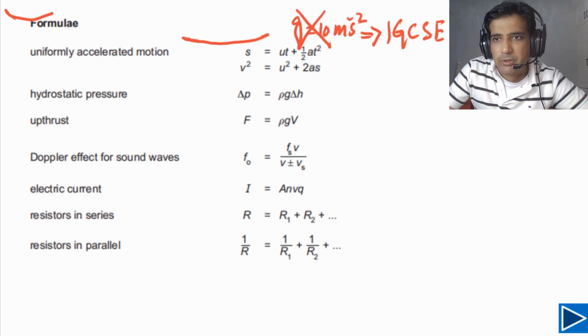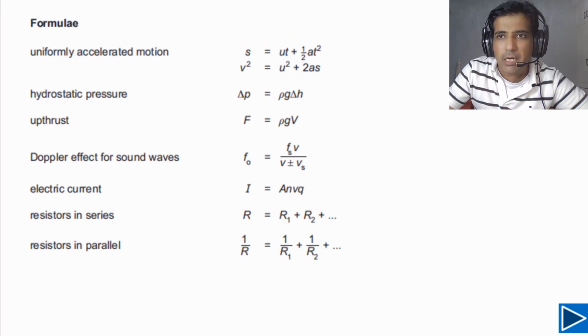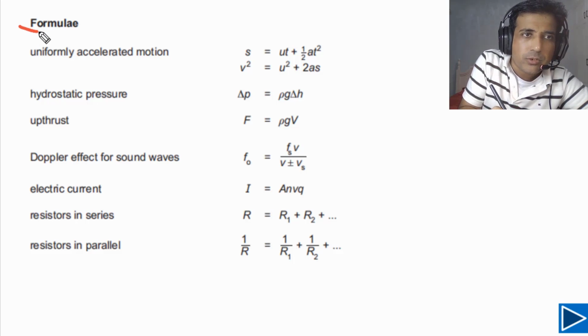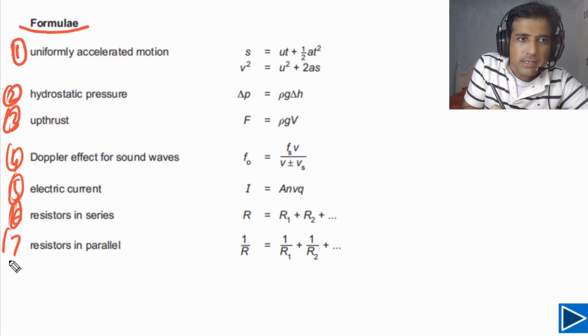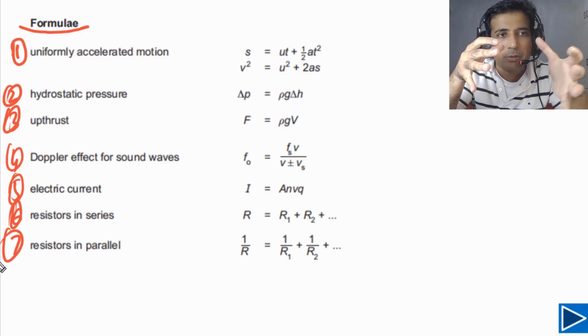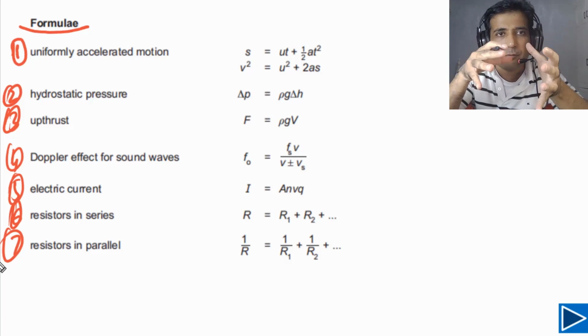On the second page of the exam paper, you can also find some important formulae. 7 formulae are given to you for AS physics. So this one is 1, this is 2nd, 3rd, 4th, 5, 6, and 7. Means you have formulae about 7 different concepts.